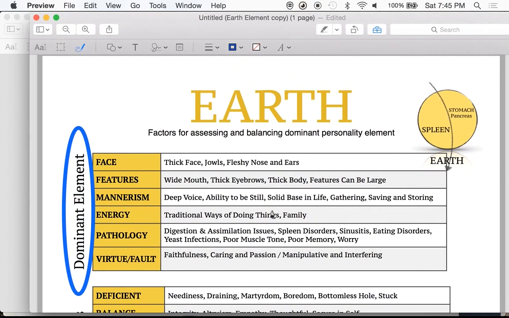So let's go right up here and jump right into it. The first two are face and features. Now we have a whole lecture on face analysis for identifying dominant element types, so we're not going to talk in depth about that. When you get further into the program and go through that lecture, that'll make more sense. But I want you to first understand the elements, then you can understand how to recognize it in face shape and body style and those things. But before I do, I want to make sure that you're very aware.